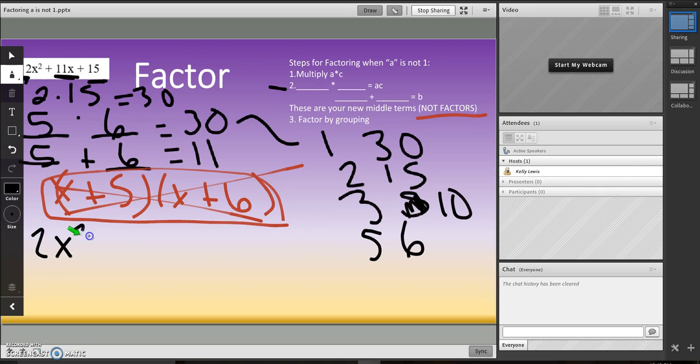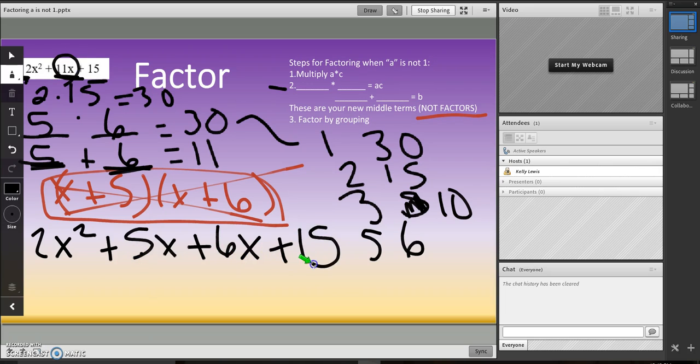Okay, and so now we have a 5, we're going to write 5x. And then we have a 6, so we're going to write plus 6x. And so 6 plus 5 is 11. We're splitting them up. And then plus 15. So I kept the 2x squared just like it was, and I kept the 15 just like it was.